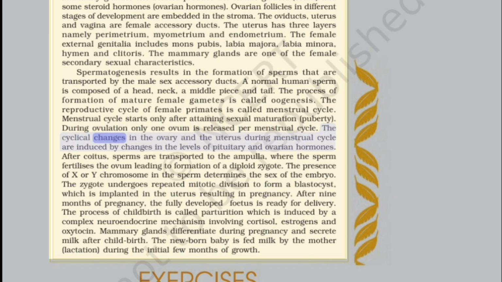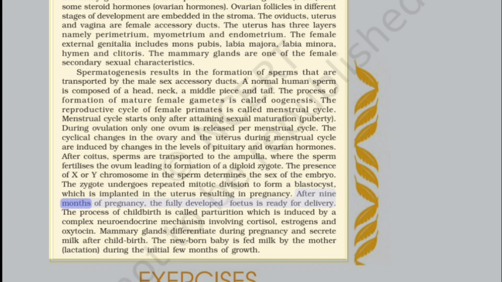The cyclical changes in the ovary and the uterus during menstrual cycle are induced by changes in the levels of pituitary and ovarian hormones. After coitus, sperms are transported to the ampulla, where the sperm fertilizes the ovum, leading to formation of a diploid zygote. The presence of X or Y chromosome in the sperm determines the sex of the embryo. The zygote undergoes repeated mitotic division to form a blastocyst, which is implanted in the uterus, resulting in pregnancy.